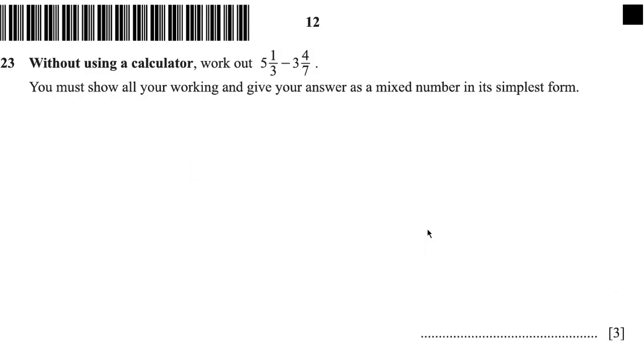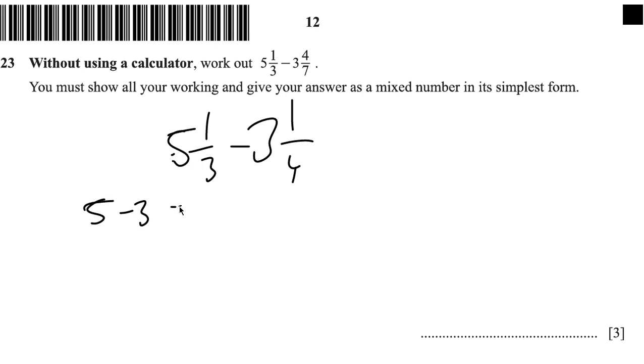Okay, question 23 says, without using a calculator, work out 5 whole 1 over 3 minus 3 whole 4 over 7. You must show all your working and give your answer as a mixed number in its simplest form. So the easiest way to go about this is to simplify the whole part. We have 5 whole 1 over 3 and 3 whole 4 over 7. So 5 minus 3 is equal to 2.